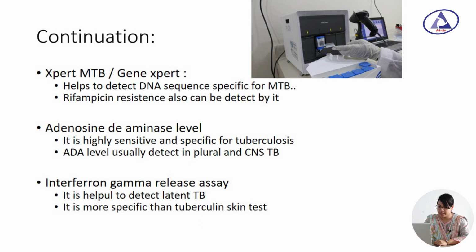Adenosine deaminase level. It is highly sensitive and specific for tuberculosis. Adenosine deaminase level is usually detected in pleural and CNS TB. Interferon gamma release assay. It is helpful to detect latent TB. It is more specific than the tuberculin skin test.